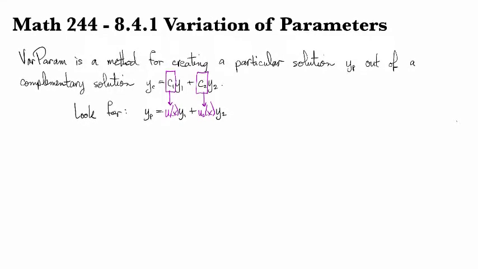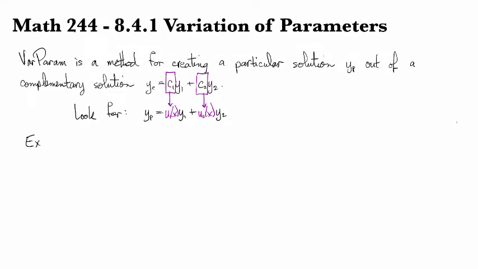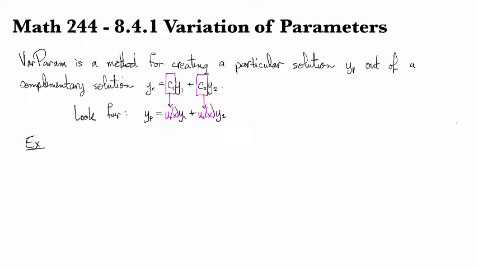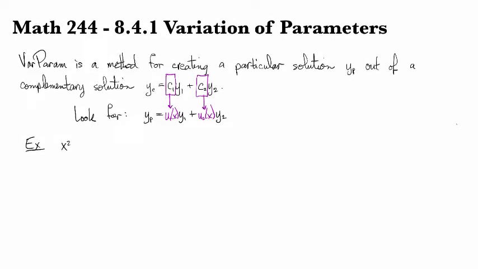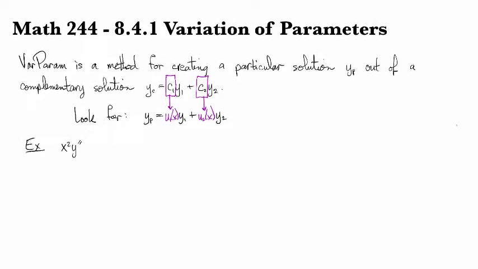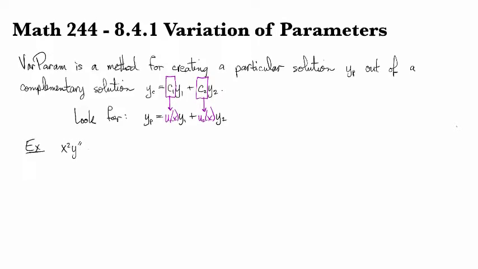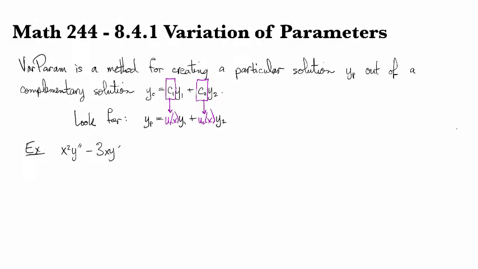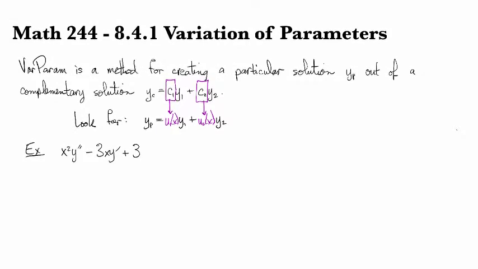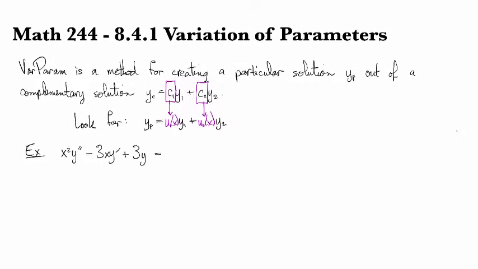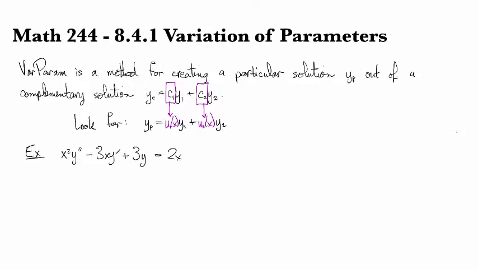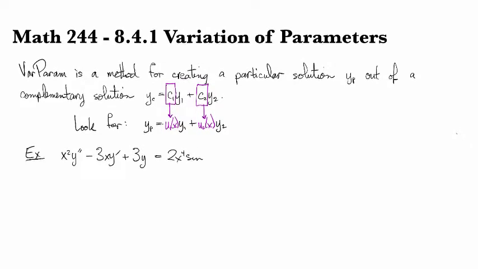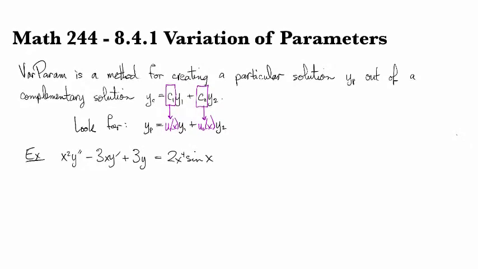So let's consider the following example. We'll look at x squared y double prime minus 3x y prime plus 3y equals 2x to the fourth sine x.